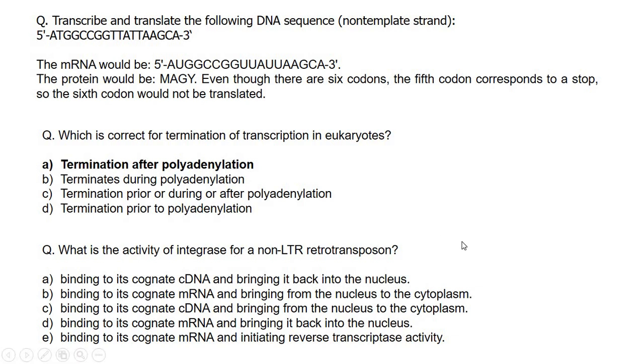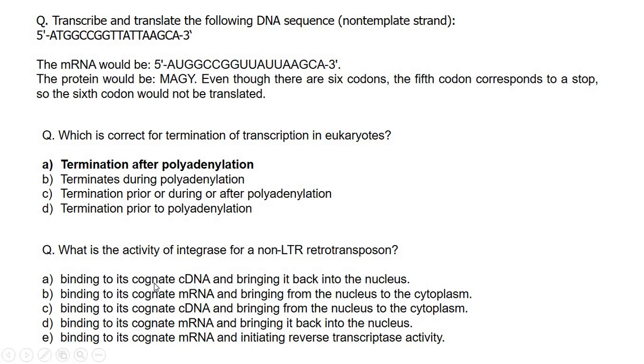What is the activity of integrase for a non-LTR retrotransposon? Remember, we have three different kinds of transposable elements: the DNA transposable elements, and two different types of RNA elements, the viral-like LTR retrotransposons and the non-LTR retrotransposons. The mechanism of LTR and non-LTR retrotransposons is quite different, because in the case of LTR it goes through the cytoplasm and then comes back with the proteins into the nucleus, right? So what is the activity of integrase?